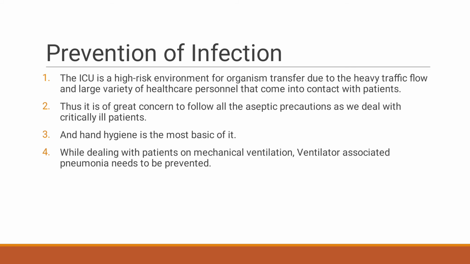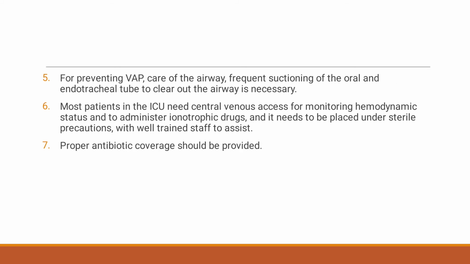While dealing with patients on mechanical ventilation, ventilator associated pneumonia needs to be prevented. For preventing ventilator associated pneumonia, care of the airway, frequent suctioning of the oral and endotracheal tube to clear out the airway is necessary. Most patients in the ICU need central venous access for monitoring hemodynamic status and to administer inotropic drugs, and it needs to be placed under sterile precautions with well-trained staff to assist. Proper antibiotic coverage should be provided.